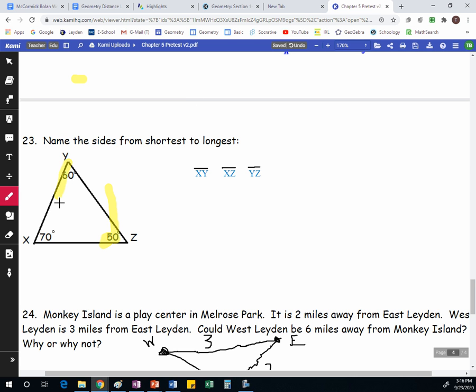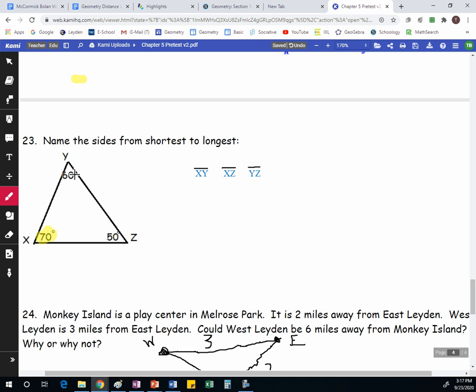Then the medium side will be across from the medium angle. Here our medium angle is 60. So the medium side all the way across from it should be XZ. And the largest side is across from the largest angle. Here's the biggest angle. So YZ is the biggest side.